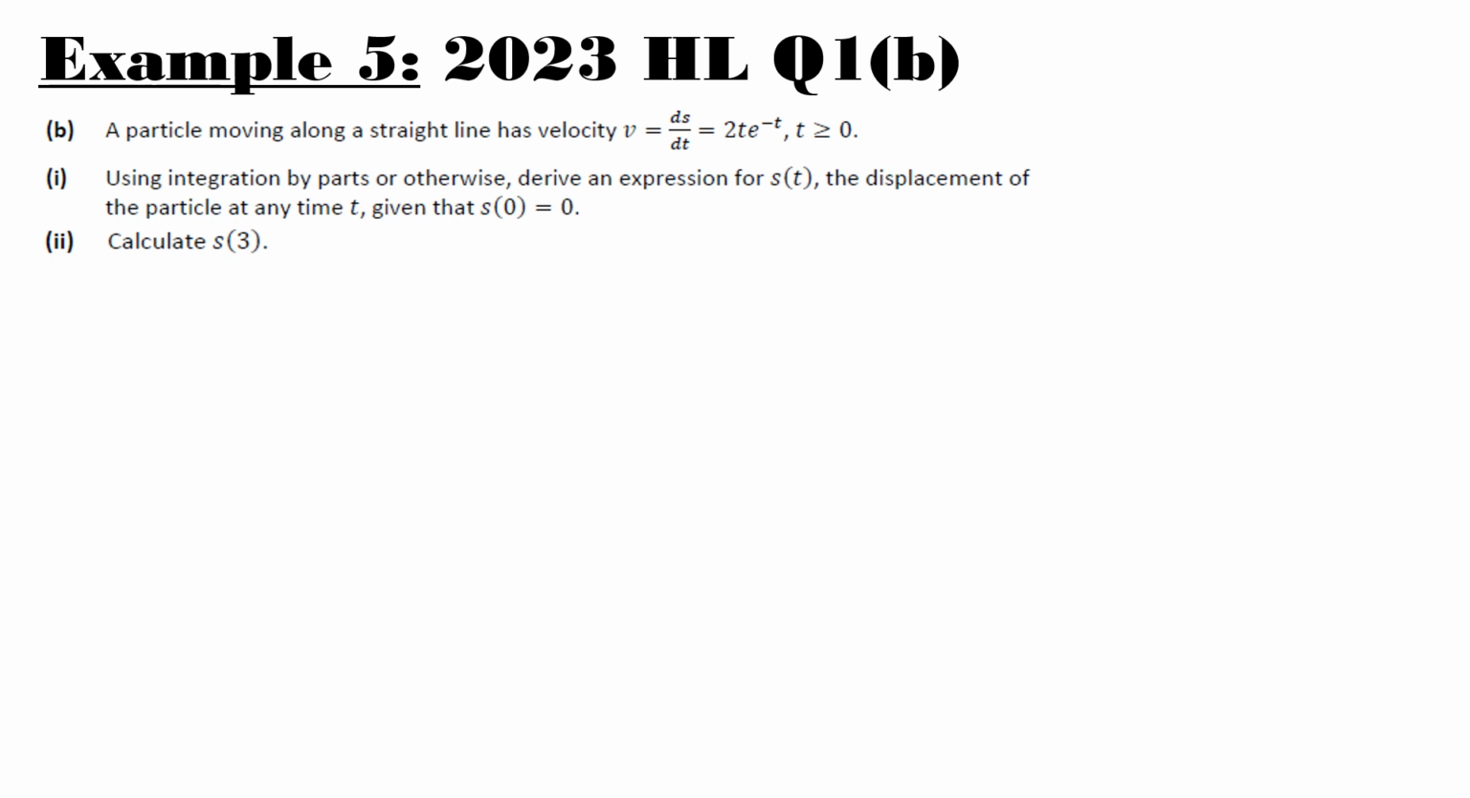This question comes from the 2023 higher level paper. It is question 1 part B. A particle moving along a straight line has velocity v = ds/dt equal to 2t e to the power of minus t, where t is greater than or equal to 0. Part 1 asks us, using integration by parts or otherwise, to derive an expression for s of t, the displacement of the particle at any time t, given that s(0) equals 0. So basically they're asking us to solve that differential equation.